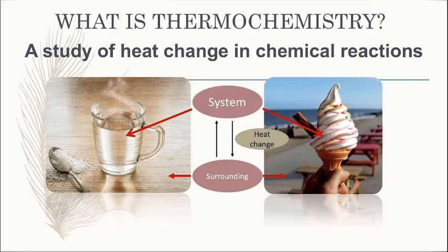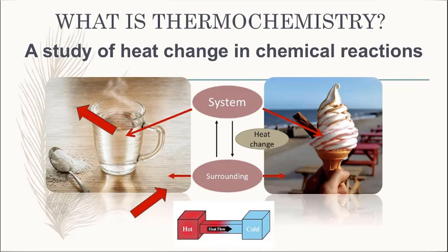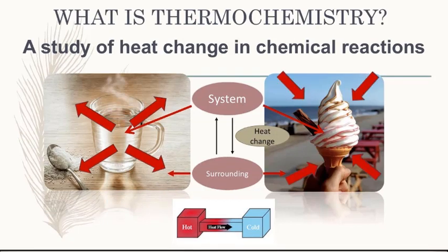Please bear in mind that heat only flows from a hot body to a cold body. Hence, if we leave a cup of hot water on a table at normal temperature, the heat in hot water will be released to the surrounding and the water will cool down. While, if we leave ice cream on a hot day, ice cream will absorb heat from the surrounding, causing the ice cream to melt. This shows that the heat change has occurred in these systems.